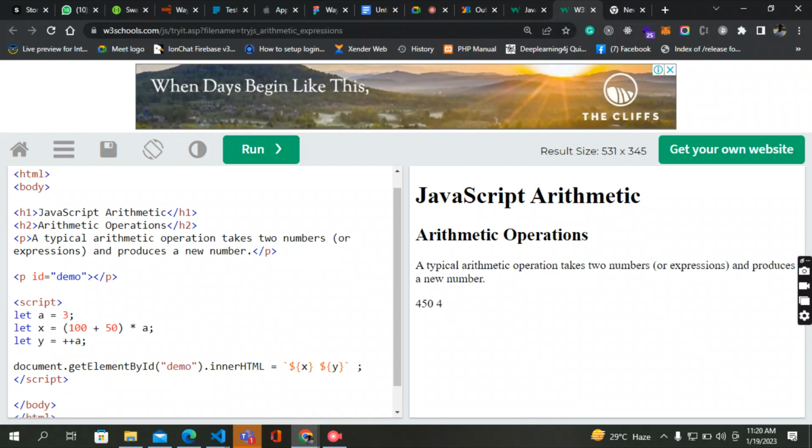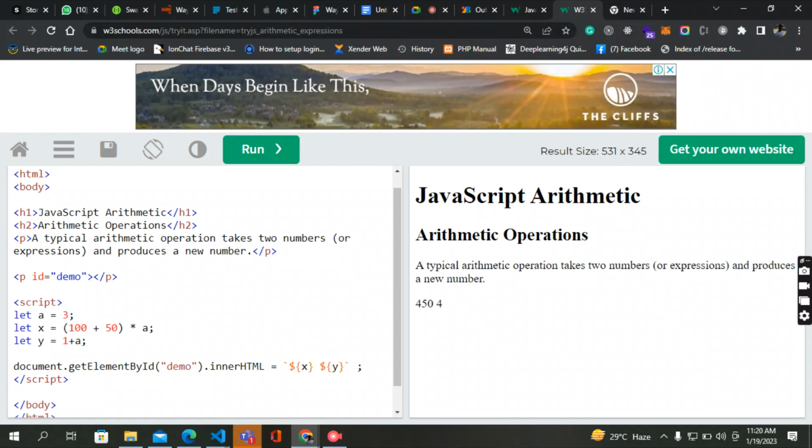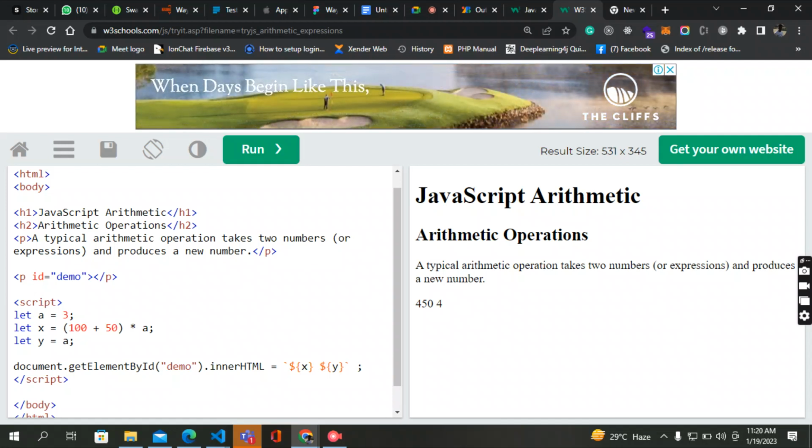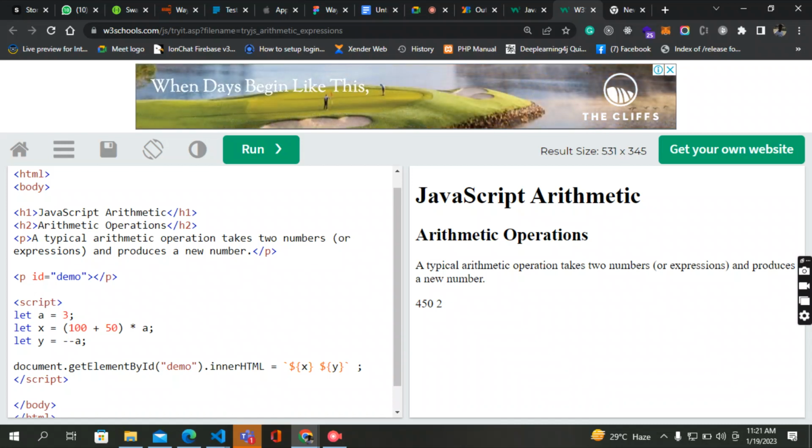Okay. So look at this now. This is plus plus a. That means you are saying 1 plus a. Do you understand? So if I should remove, do minus minus a also, you get this 2. Do you understand that now?